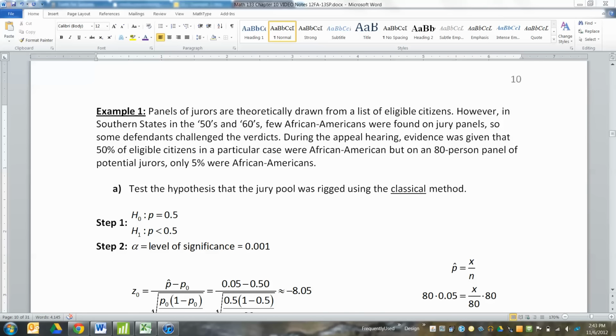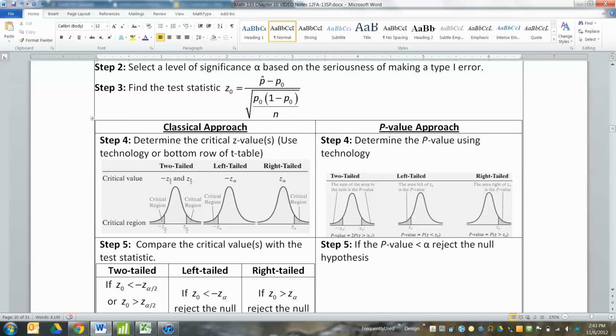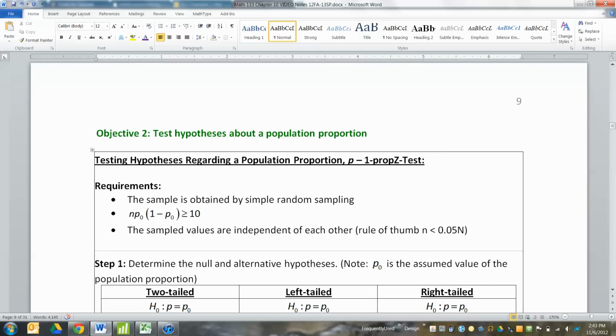Let's recap what we've done here. We have this 6-step approach to hypothesis testing. One thing I skipped over in the last video, and I just want to mention here, is that please notice that you have to have a simple random sample. It has to be that n times p times 1 minus p is greater than 10. Remember, that ensures normality. We learned about that in chapter 6 and then again in chapter 8.